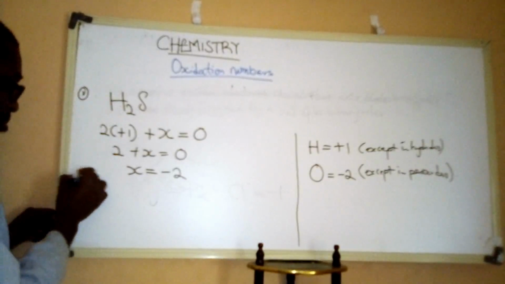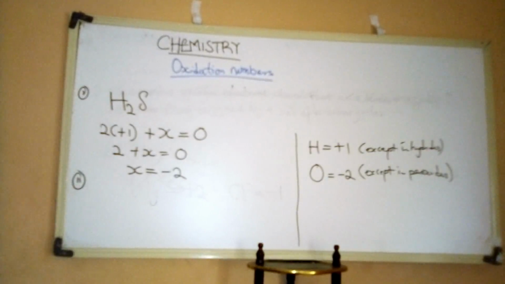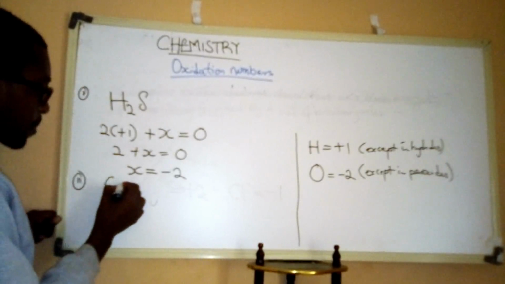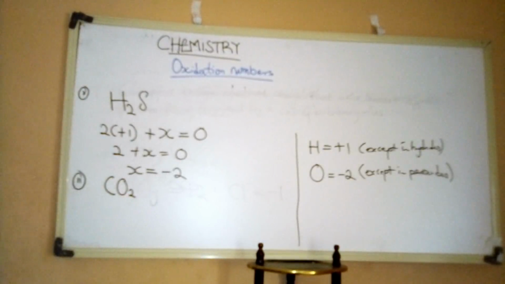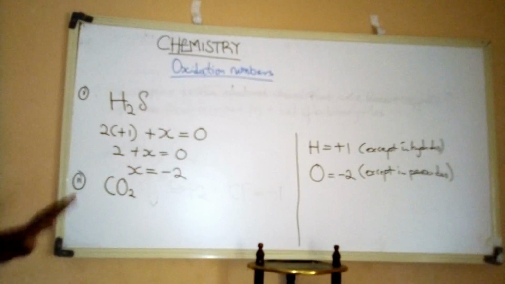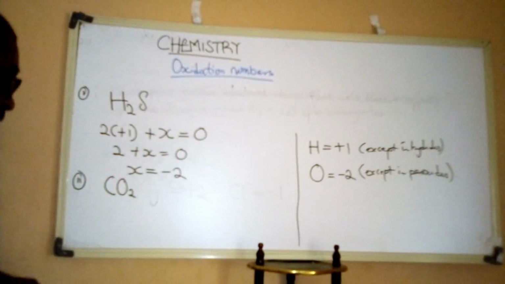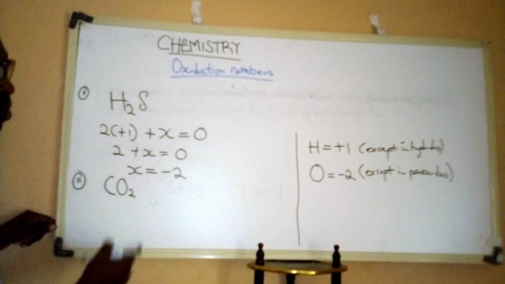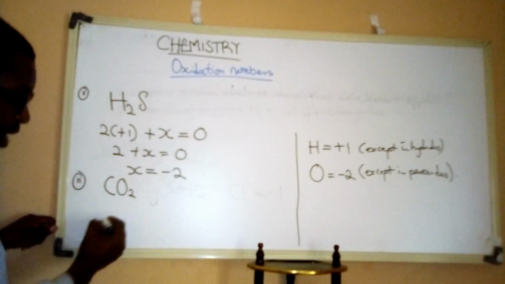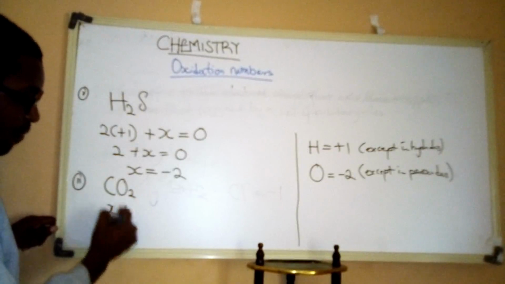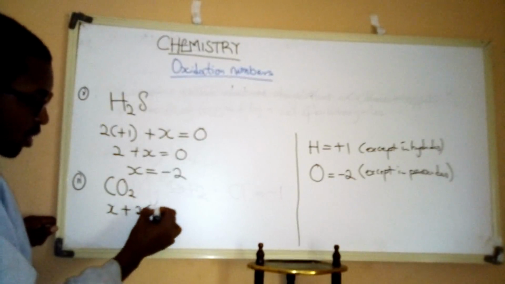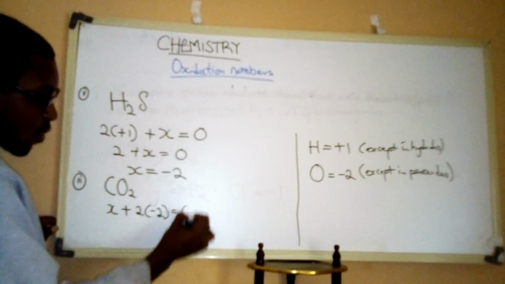Let's take another example. For instance, if you have this, CO2, is actually called carbon dioxide. However, when we get the oxidation number, we are able to name it correctly. Now, in this case, remember that I've told you that the oxidation number of oxygen is actually -2. Hence, the unknown is called X. So X plus 2 times -2 is equated to 0.